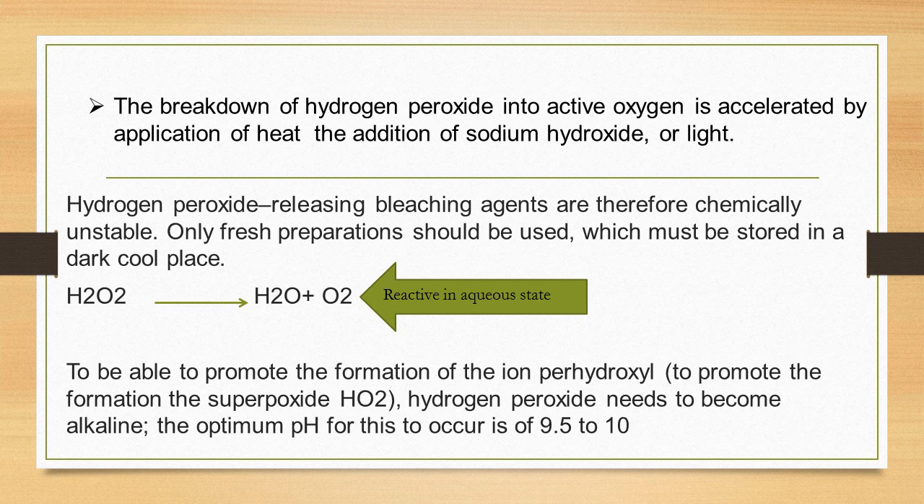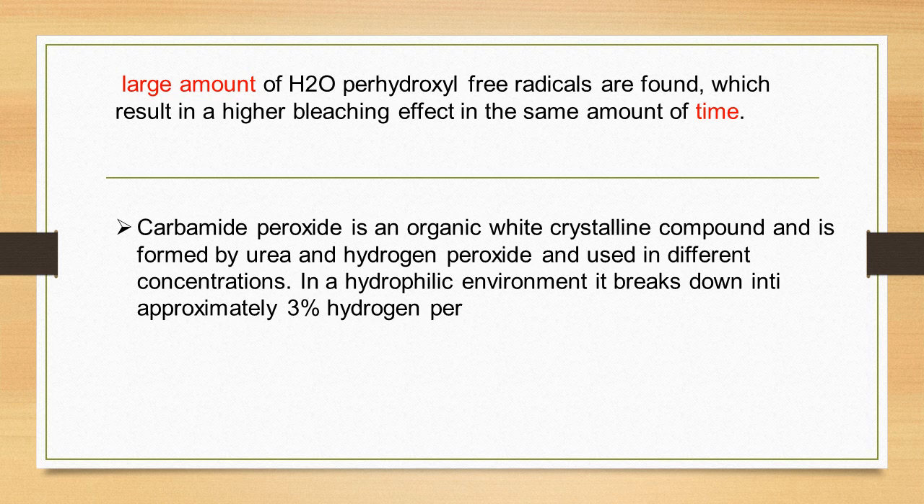So it needs to become alkaline, and the optimum pH for this is about 9. The bleaching efficiency depends on the concentration of the perhydroxyl free radical, and on the time of application.